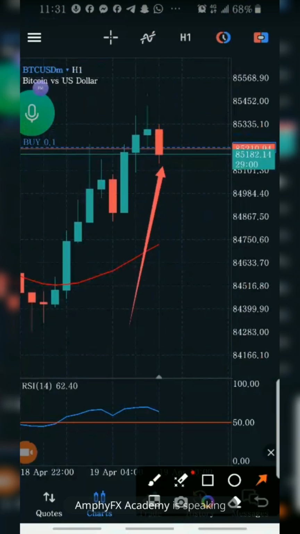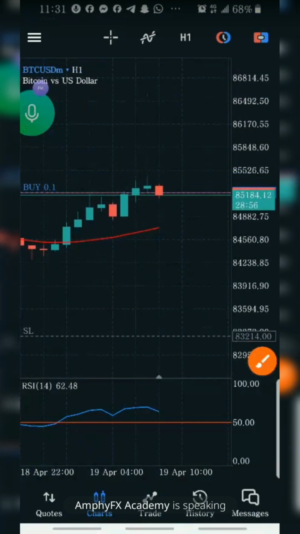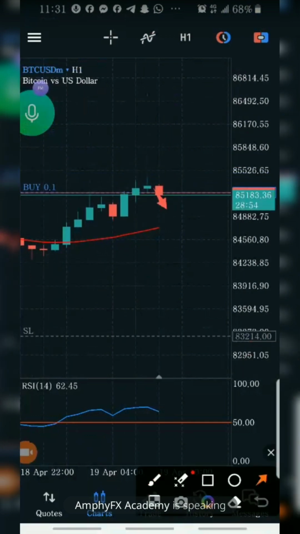But I'm still in this position. I'm not losing yet, unless the market moves from here and hits my SL. If my SL is hit, I'll be out automatically and I've lost. But since my SL is still valid and the price is still here, I'm still in this position.